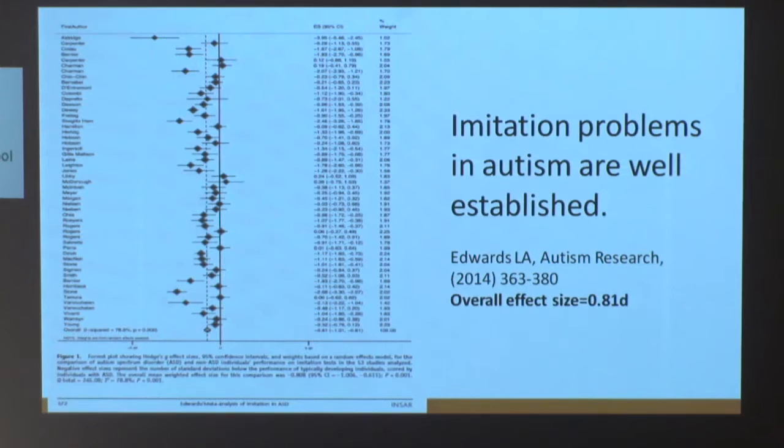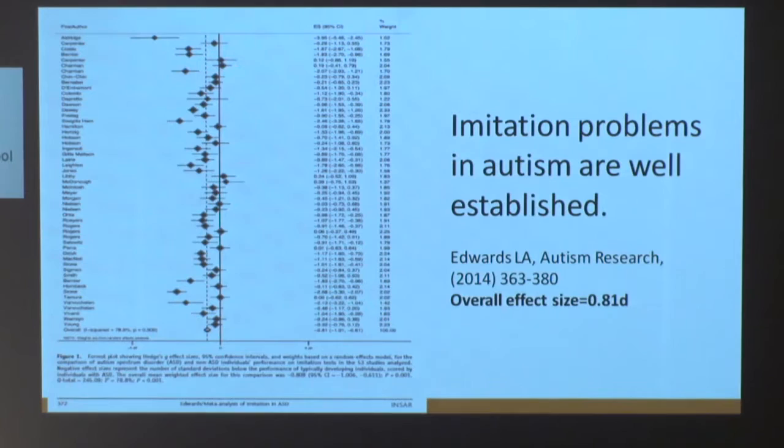But over that time, there have been a lot of studies looking at imitation in autism. As you can see, this is a meta-analysis that was published just a couple of years ago. This black line would mean that there's no effect, no group difference at all. And nearly all of the studies you can see are to the left of that line, indicating that there is nearly always an effect.